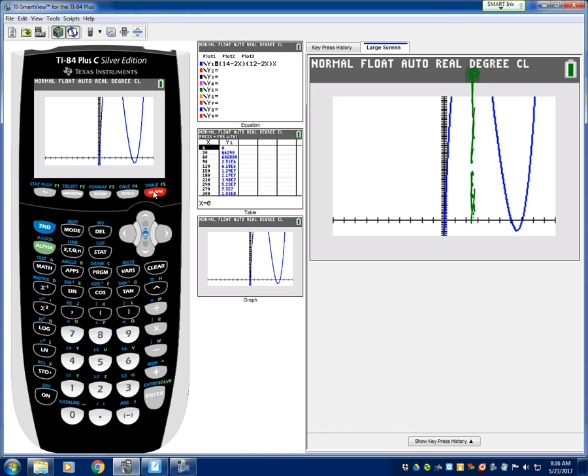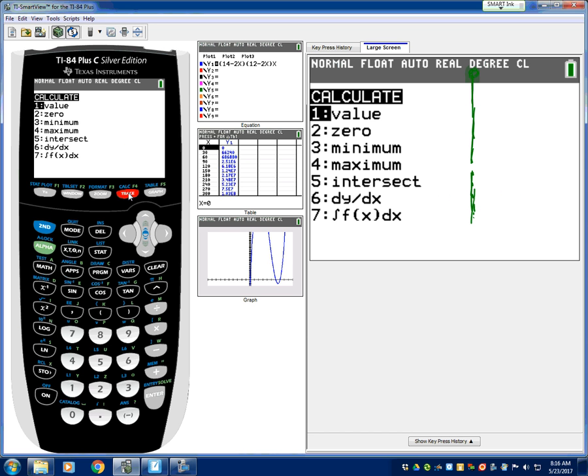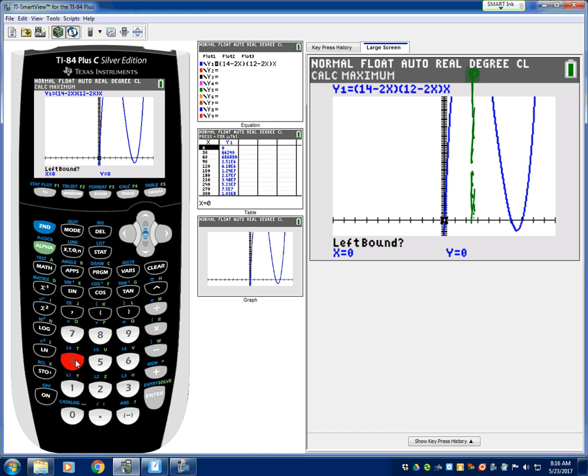So if you go to second calculate, and we're going to hit number 4, the maximum. It's going to ask for a left bound. The origin is a good left bound. It's going to ask for a right bound, so I'm going to take my cursor and move it until it comes back onto the screen here. See, my window should have been here. It's coming back down now.